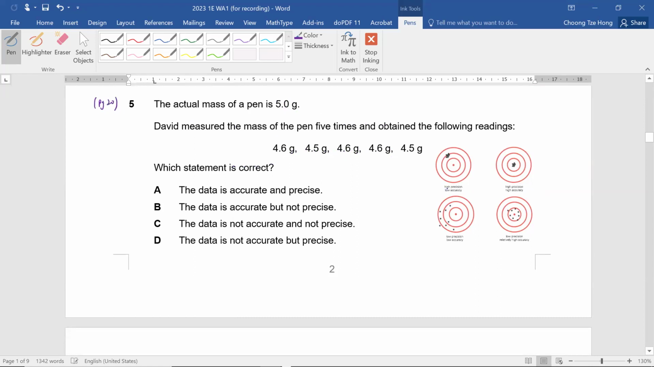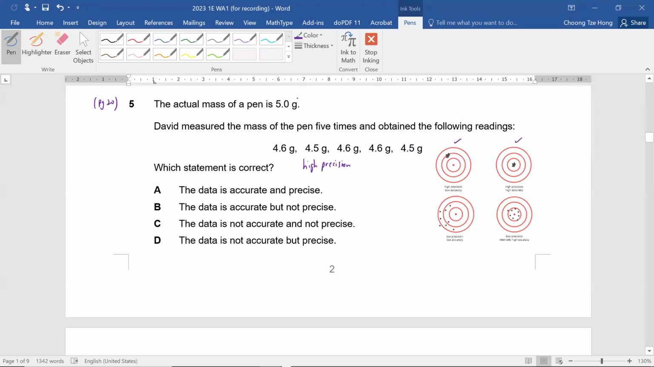High precision means all the data points are very close together. High accuracy means it's very close to the actual value. Over here you can see that these 5 data values are all very close. They are either 4.5 or 4.6 grams. So this would mean that it has a high precision, just like this case and this case. But how about the accuracy?